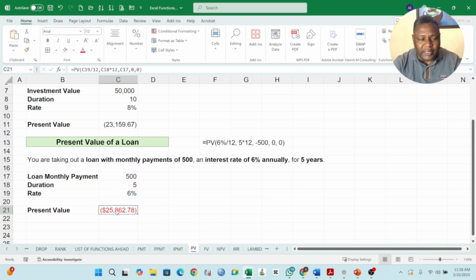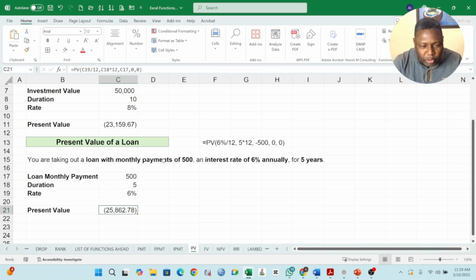So what it means is that for a monthly payment of this value over 5 years, at the rate of 6% per annum, divided into monthly, I'm going to have to invest, or have to put in, $25,000, or 25,000, whatever currency you are dealing with.